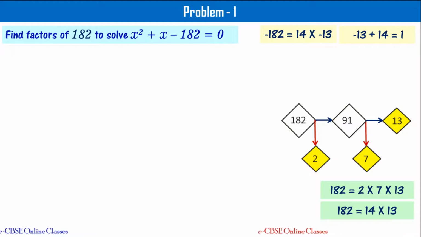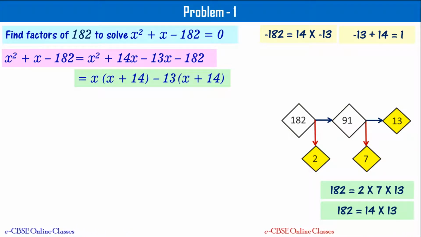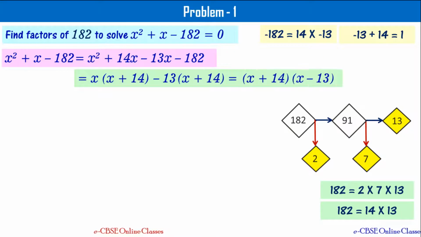So now we can write x square plus x minus 182 as x square plus 14x minus 13x minus 182. If you observe, the middle term in the original equation, that is plus x, is now split into two components, that is plus 14x minus 13x, right? When you take x as common factor from first two terms and minus 13 as common factor from last two terms, you get an equation like this. This can be further rearranged to write it as (x plus 14) times (x minus 13). Please take a note of that.